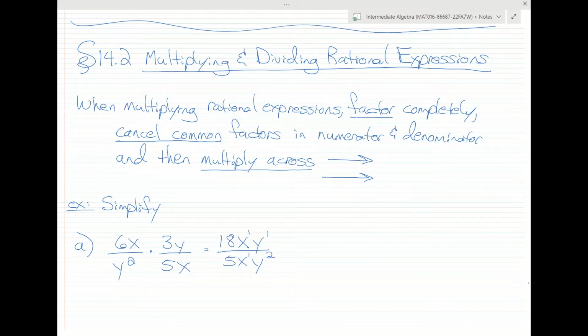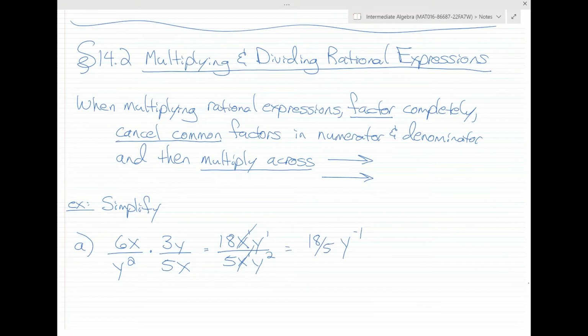Now, earlier in the course, we talked about properties of exponents. When you're dividing, like x to the first divided by x to the first, what do we do with those powers? Subtract them, right? So 1 minus 1 is x to the 0, which is just 1. Anything to the 0 power is 1. In other words, these cancel. y to the first divided by y to the second is y to the negative first.